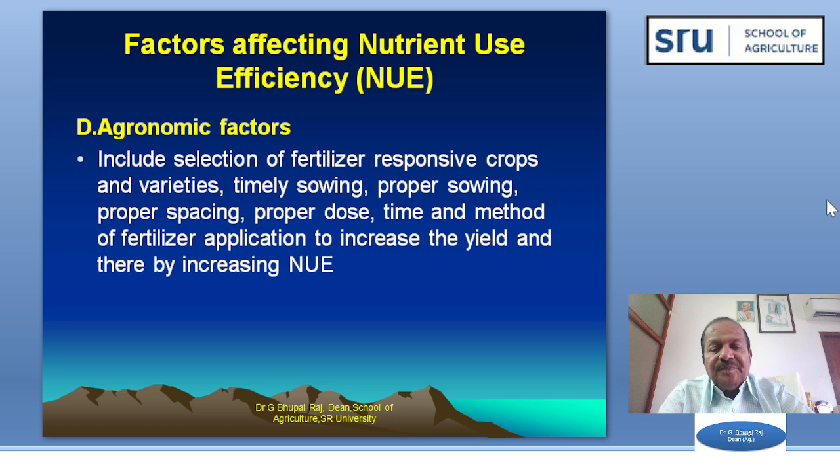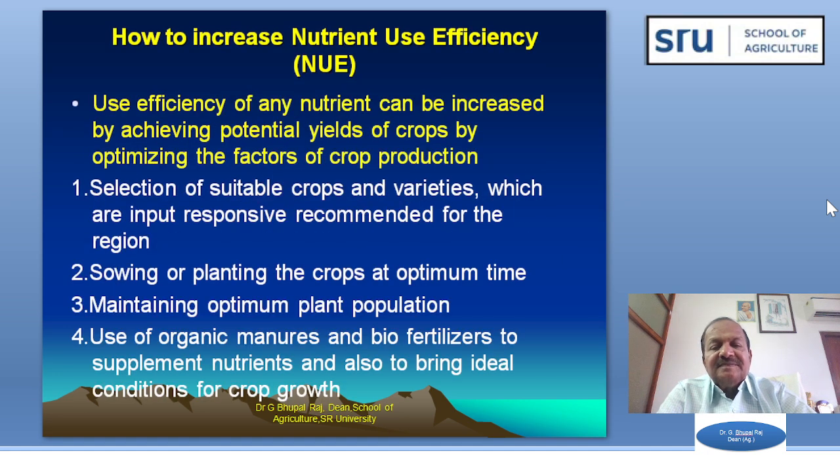So there are some crops, they will give very good response to the applied nutrients. Suppose, for example, maize, it is a nitrogen and zinc loving crop. When we apply those fertilizers, it is a responsive crop, we can tell. So depending upon that, these are the factors. And timely sowing, if we sow the crop timely, the response to the applied nutrient will be more. And the spacing also, proper dose, time, method, all these factors play an important role for the nutrient use efficiency.